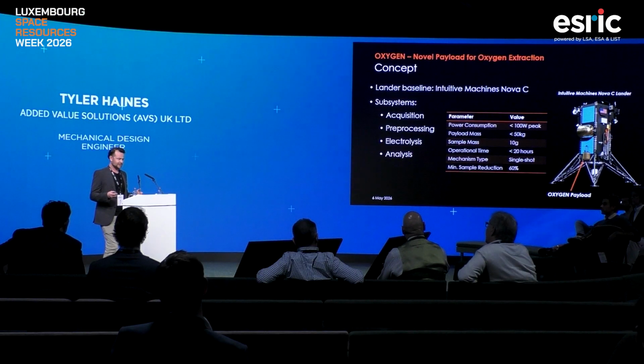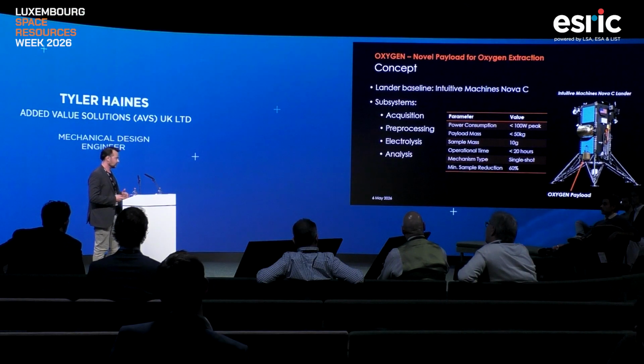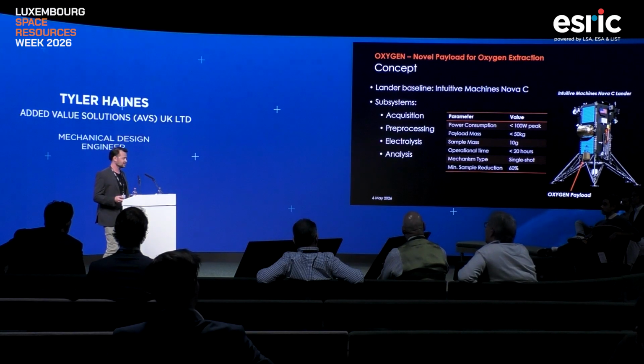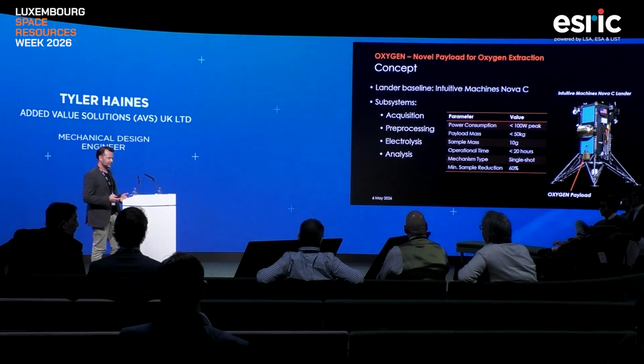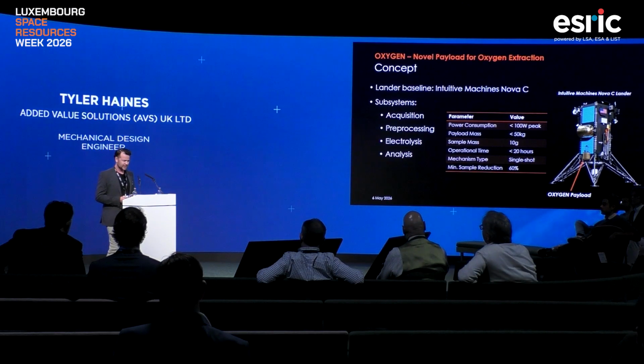Some of the important aspects of the system: there are several subsystems. I'll only go into a couple in slightly greater detail in this presentation, but this includes an acquisition subsystem, which transports lunar regolith from the lunar surface up to a pre-processing system, which both filters and then deposits that sample into an electrode assembly, which is then submerged into an electrolysis unit, or a reduction subsystem. Subsequently, we have the analysis subsystem, which detects and measures the oxygen liberated from that process.